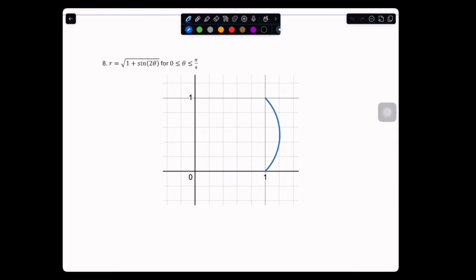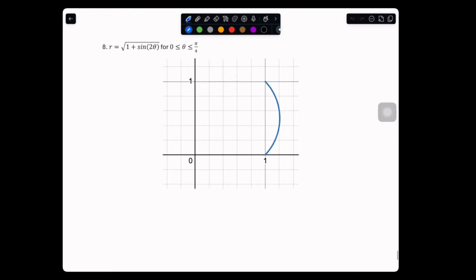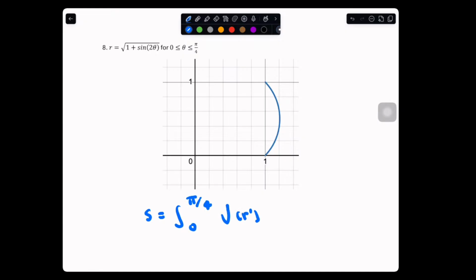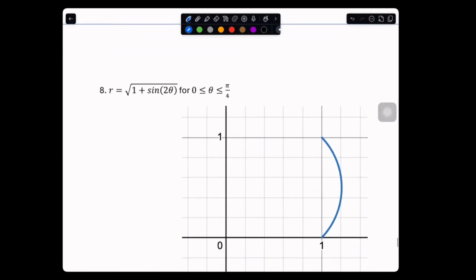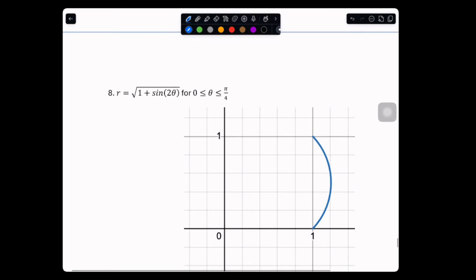Number 8, I'm going to find the arc length from 0 to pi over 4, the square root of r prime squared plus r squared d theta. Okay, this is 0 to pi over 4. R is what we see here.